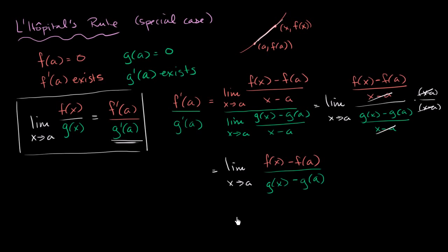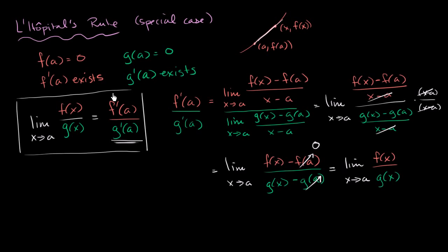And I think you see where this is going. What is f of a equal to? Well, we assumed f of a is equal to 0. That's why we're using L'Hopital's rule from the get-go. f of a is equal to 0, g of a is equal to 0. And this simplifies to the limit as x approaches a of, we've got to be careful, of f of x over g of x.